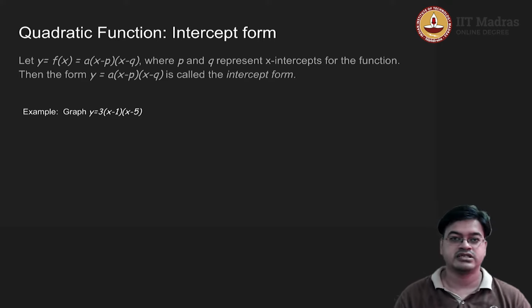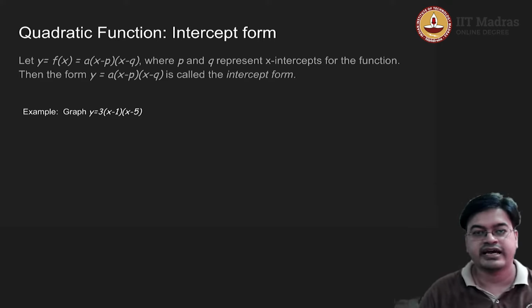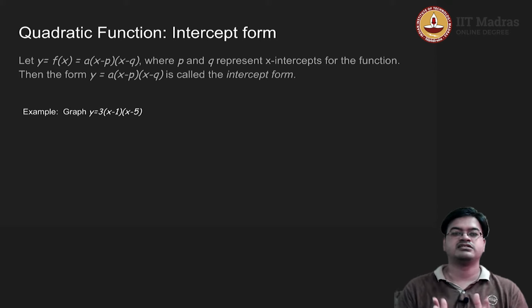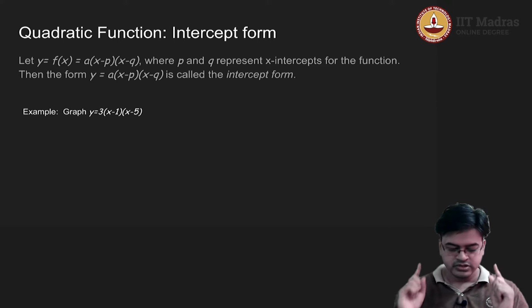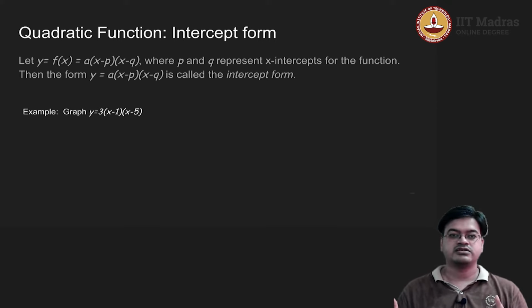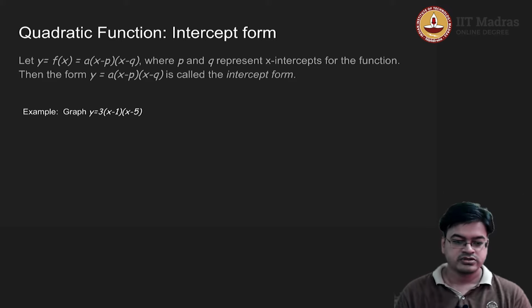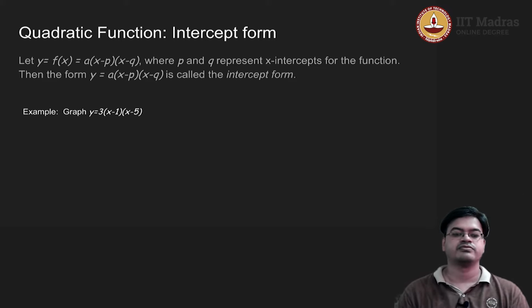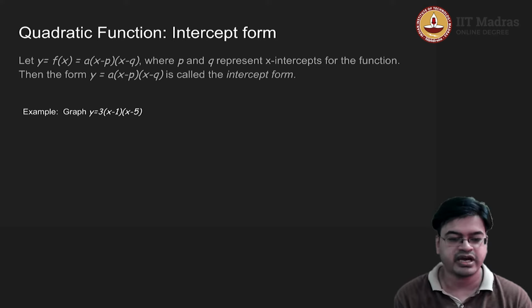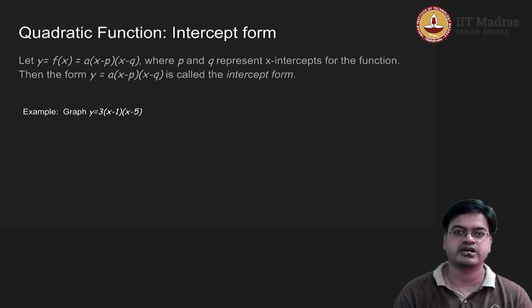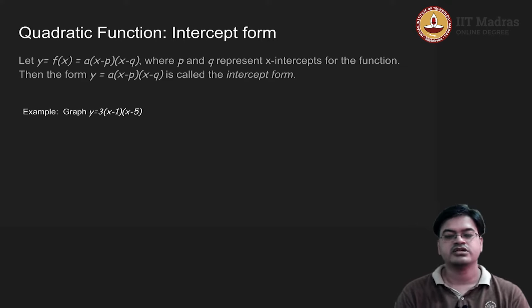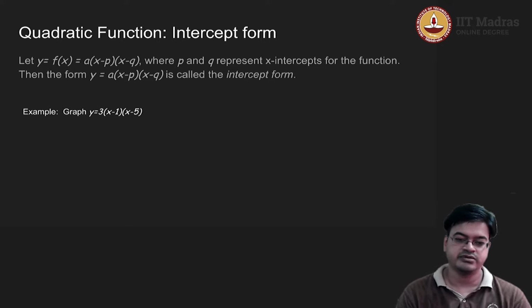Now, using the logic that I gave you in the previous video, you can see that there will be some axis of symmetry between this 1 and 5, because 1 and 5 both take value 0. So the axis of symmetry will be nothing but the distance between these two points divided by 2. I am sorry, it will not be a distance, it is just the sum of these two points divided by 2, the average of these two points. That should be the correct terminology. So 1 plus 5 divided by 2 is 3.